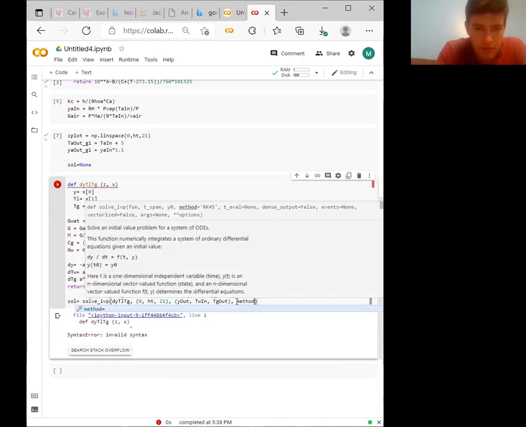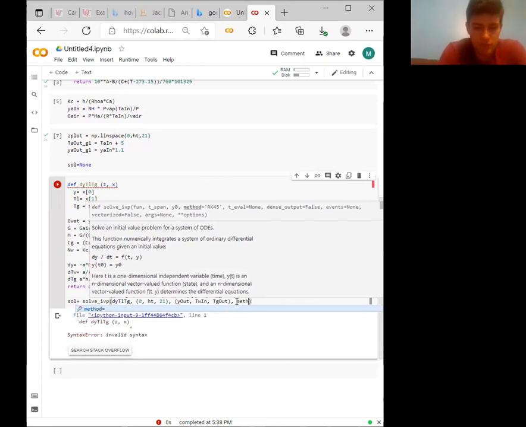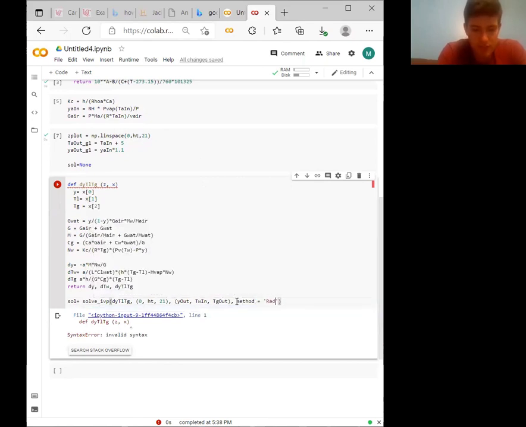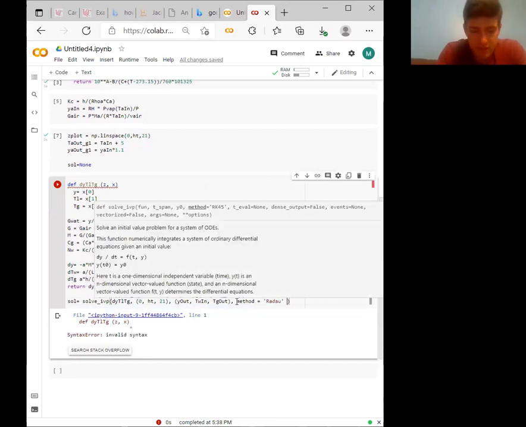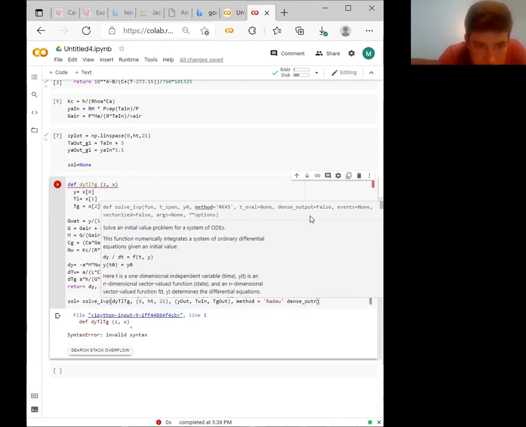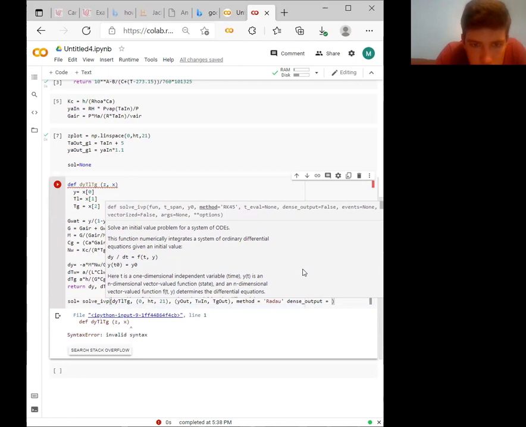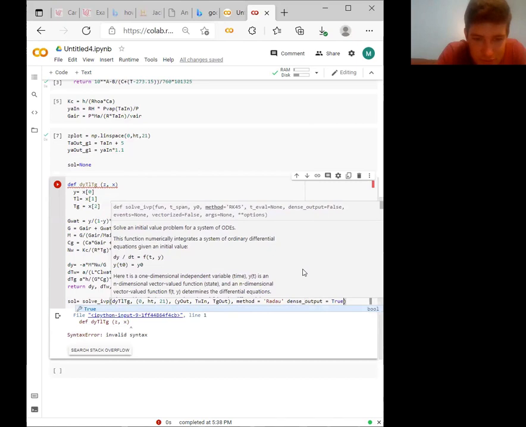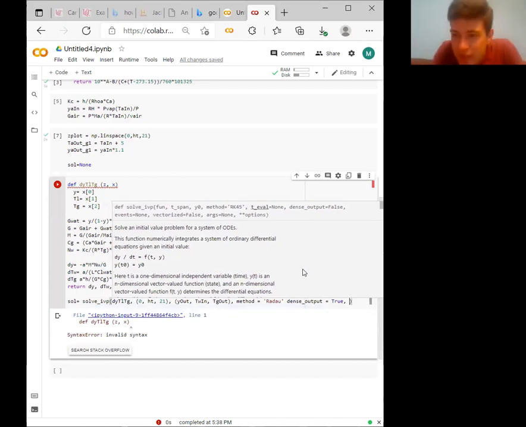But method, we need a method. It's not just method, we need to describe our method, and my professor likes to use redo. So I'm going to use redo, and then we need a dense output as well, based on what it's telling me up here. Last time the dense output was false, but now I want my dense output to be true. That's why it got me last time.